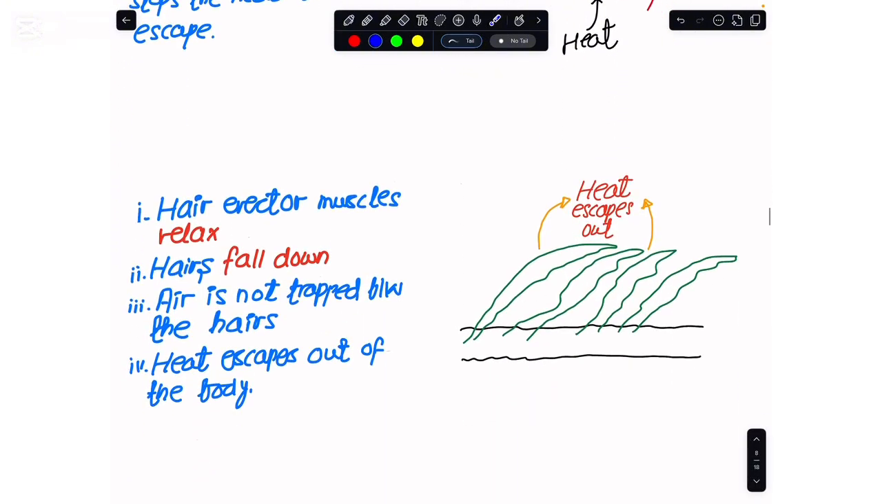On the other way around, if I were to cause more of the heat to escape out of my body, then the hair erector muscles attached to these hairs would be relaxed. And when they are relaxed, the hairs fall down. And when the hairs fall down, the air does not remain trapped here. And when the air does not remain trapped here, the heat escapes out of the body and we lose a lot of heat.